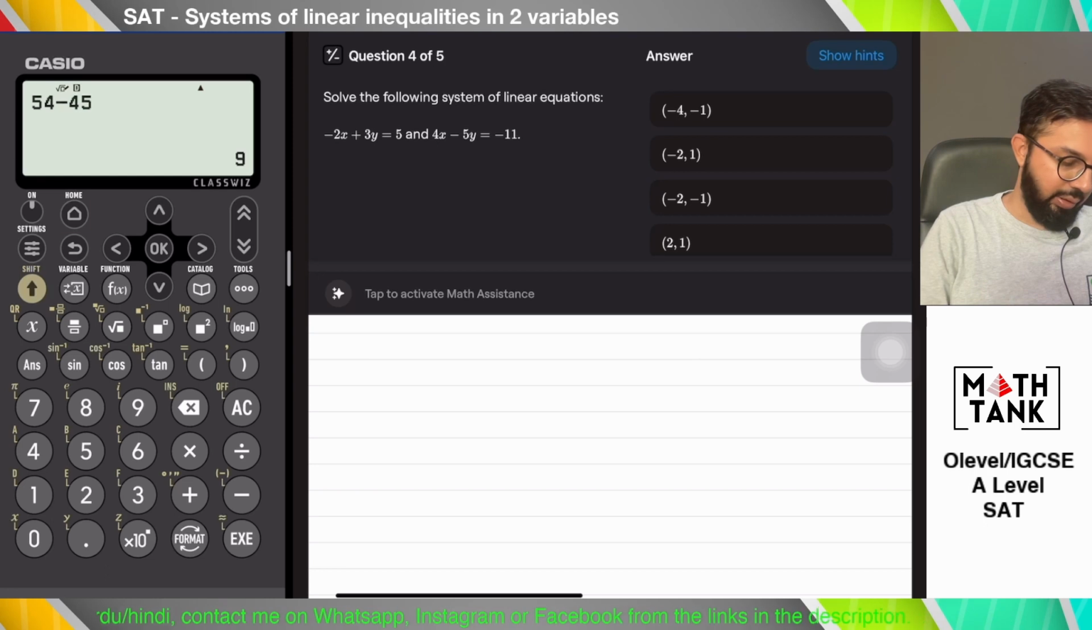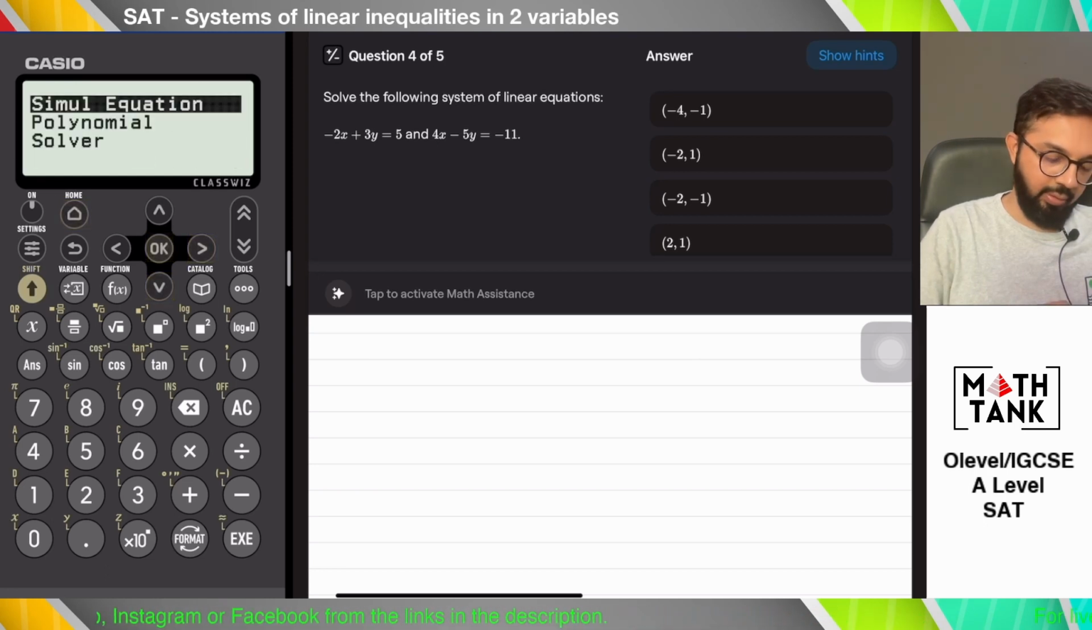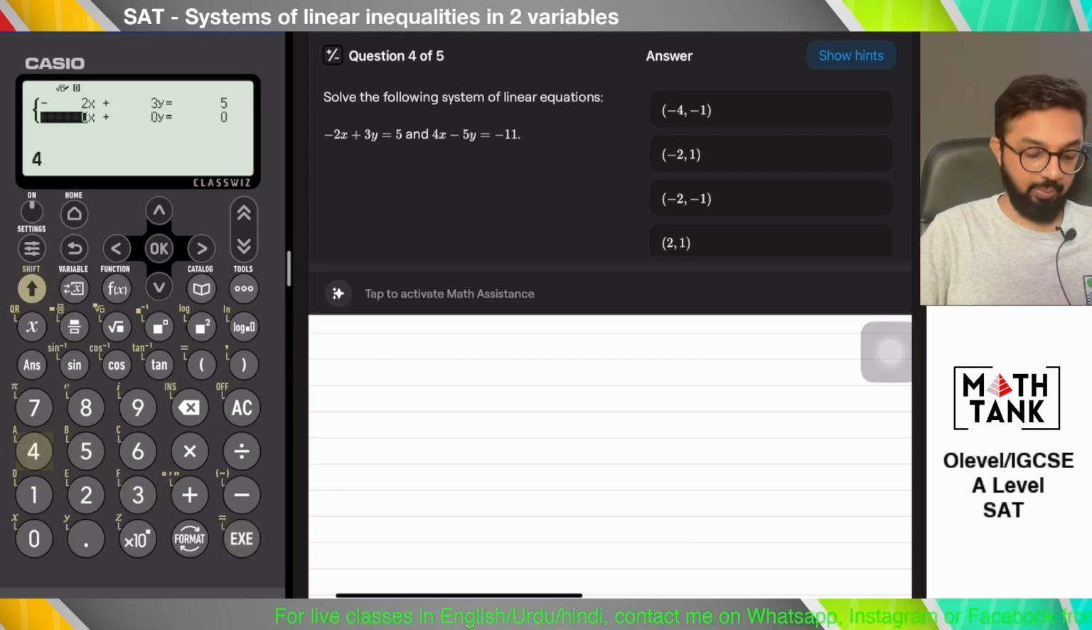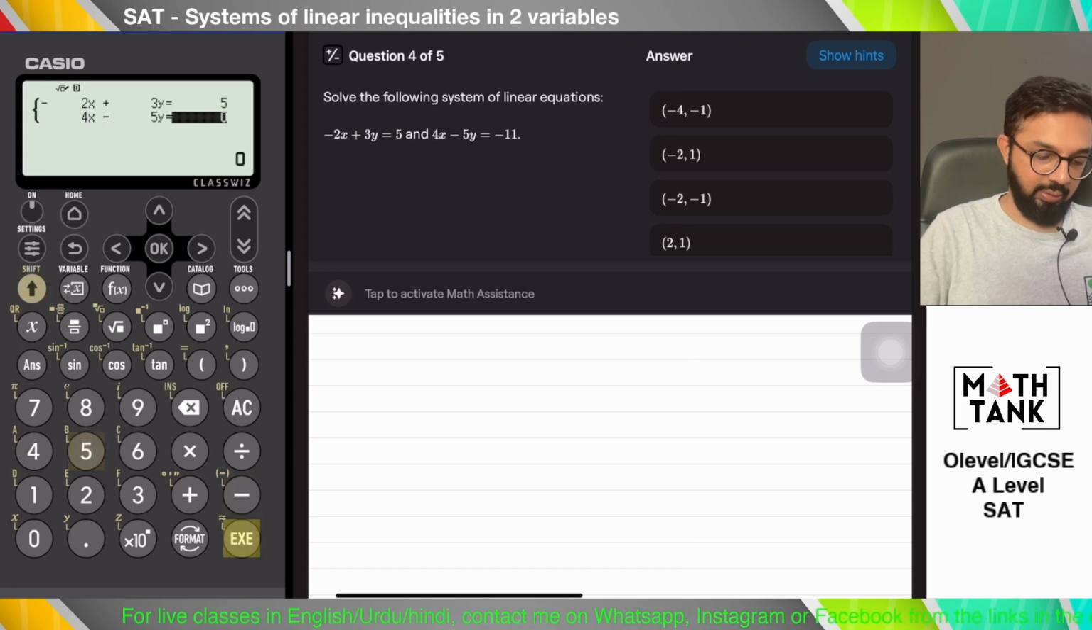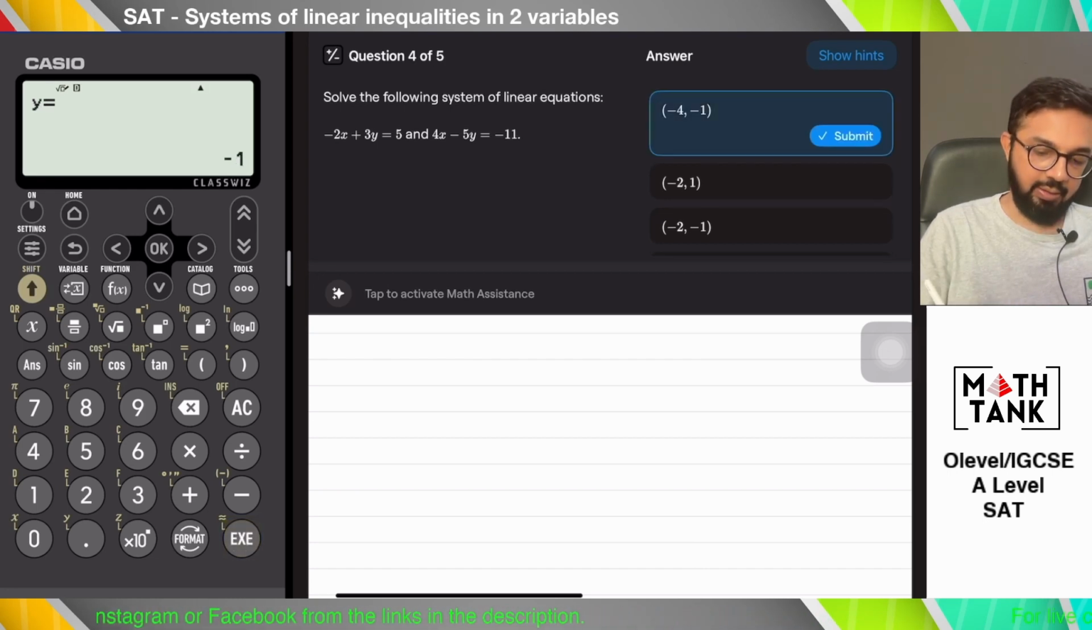Solve the linear equations. So again, simultaneous, two unknowns. I'm not even wasting time doing them on the exam. I strongly recommend that you use your calculator properly and get done with these questions. Okay, so x has to be -4 and y has to be -1, so that's the correct answer.